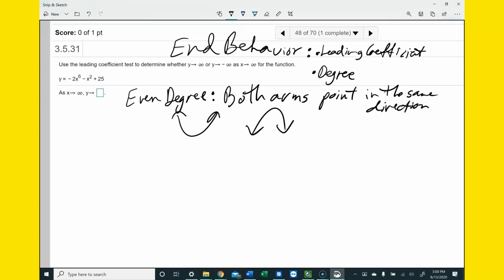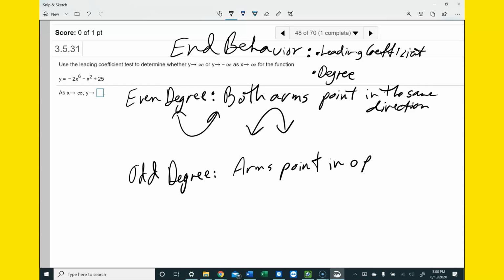It doesn't care what happens in the middle of this function. It only cares about what happens at the ends. So at the far right end or the far left end. In other words, the arms of the function. An odd degree means the arms point in opposite directions.